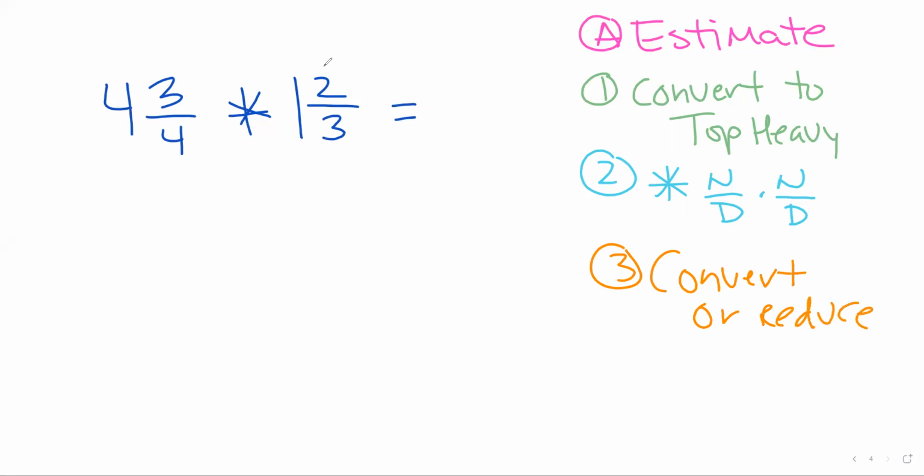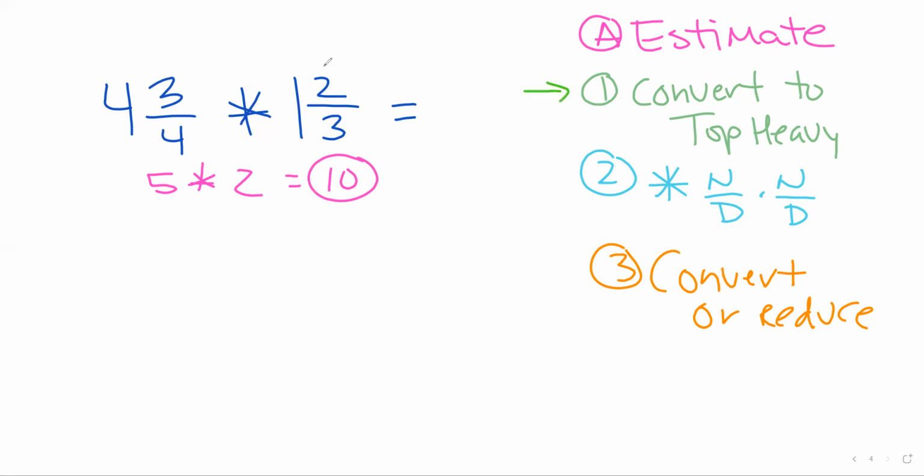Estimation first, right? As always, super quick. 4 3/4 is the same thing as 5. 1 2/3 is rounded to 2. So my answer should be around 10. 5 times 2 is 10. So we get about 10 out of this. So let's see what we do. Let's now do the math.